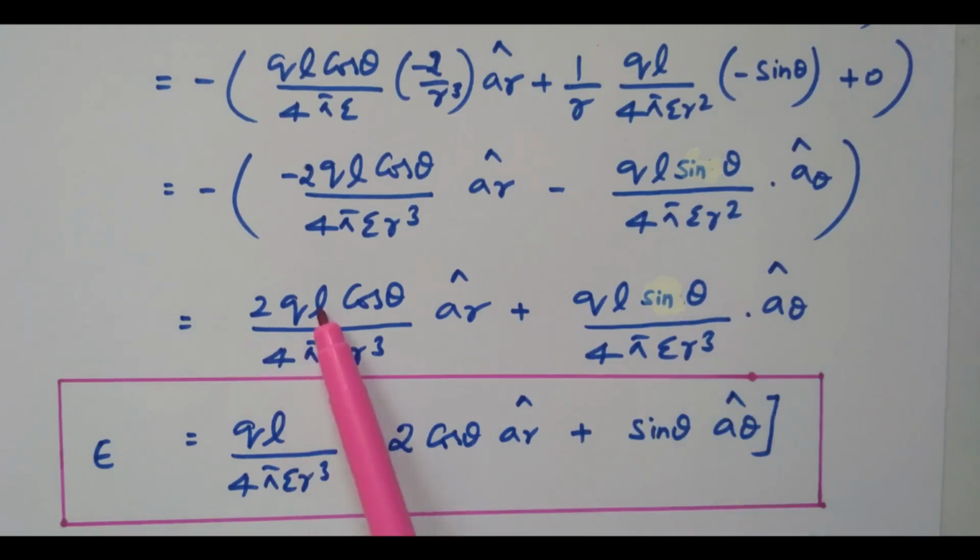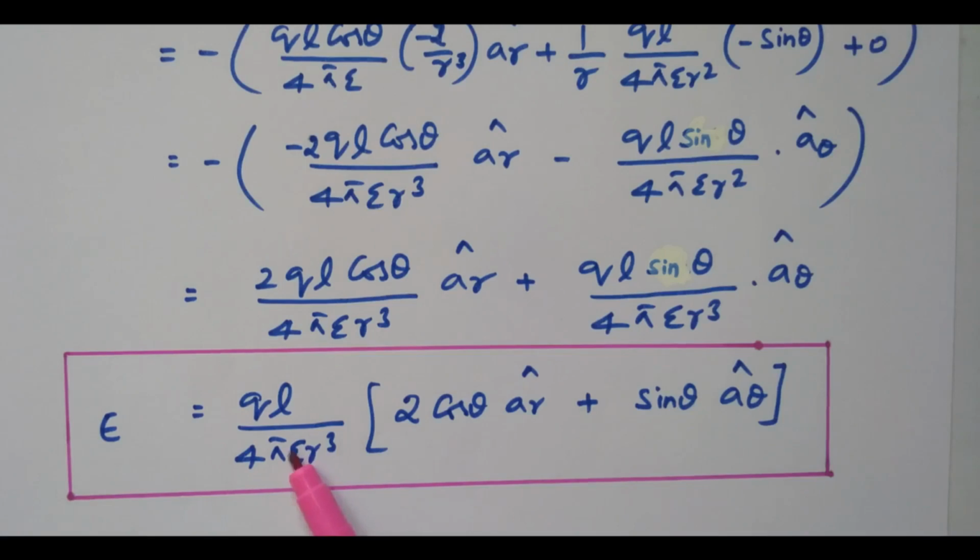So this QL divided by 4πε r³ is common, that is taken outside, so that 2 cos θ aR cap plus sin θ aθ cap. So this is the final expression for electric field intensity due to the dipole. First we discussed what is meant by dipole moment, then potential due to dipole. From the potential due to dipole, we found the expression for electric field intensity due to dipole.